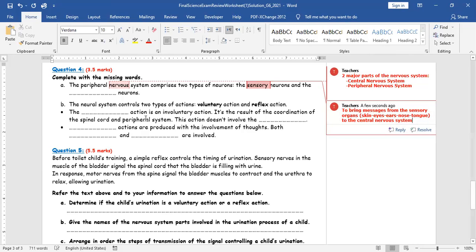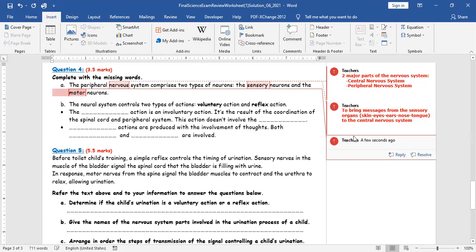And also we have the motor neurons to take messages from the central nervous system, from the brain and spinal cord, to the peripheral nervous system, to the sensory organs or to the muscles.